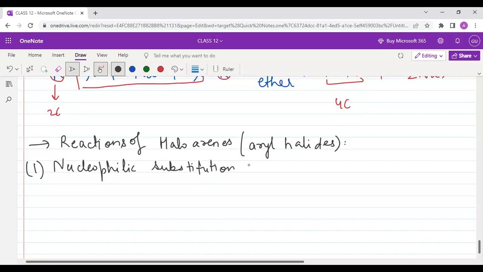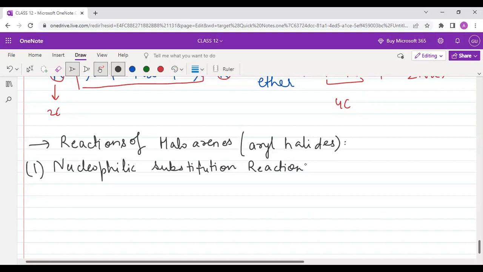Oh, wait. You're doing it from the starting. No, I'm doing it for haloarenes. Till now, we were doing it for haloalkanes, which have different types of reactions, but two were common. The 3 reactions shown by haloalkanes are nucleophilic substitution, elimination, and reaction with metals. Now we are starting with the reactions of haloarenes, that is aryl halides, in which the halogen atom is directly bonded to the benzene ring.